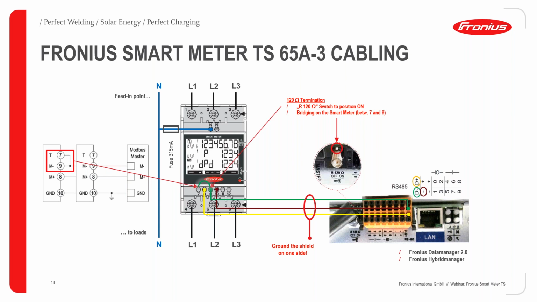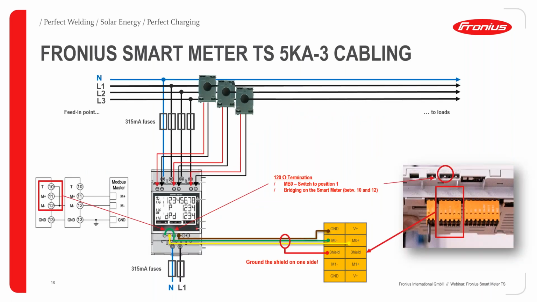Okay, so let's move on to our Fronius Smart Meter TS 5 kiloampere. So that's the big one for the commercial use. And there we have the small difference that we need to use the current transducers, as we mentioned, the current sensors. They are connected at the top of the smart meter here, per phase each.